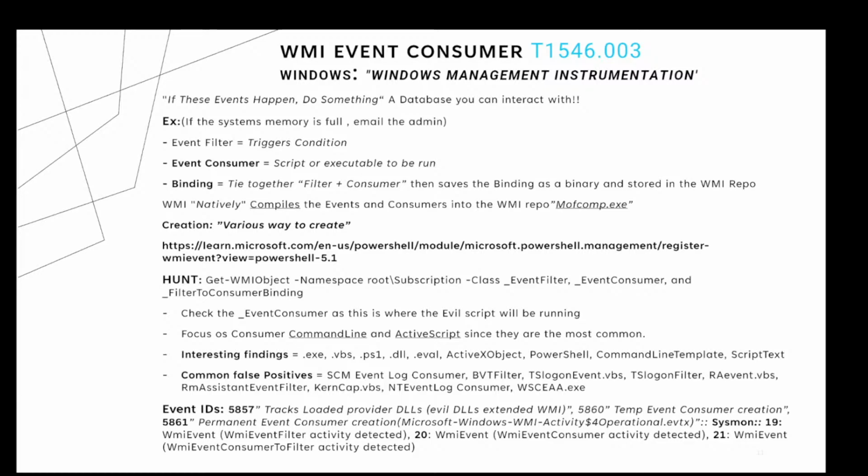So those little key details in there, and kind of looking for that persistent access might help you tell good from evil. Different event IDs: 5857 tracks loaded provider DLLs, and 5860 is for temporary event consumer creations. And then one thing I do like on here is the Sysmon event ID 20 for activity detected, and then activity detected for consumers and filters for 2021.